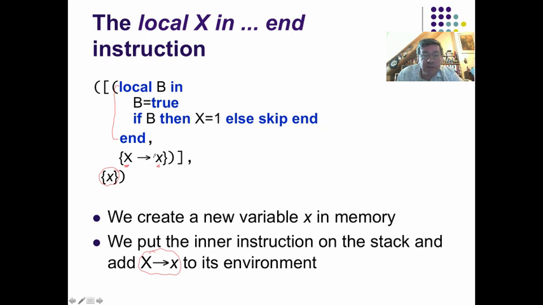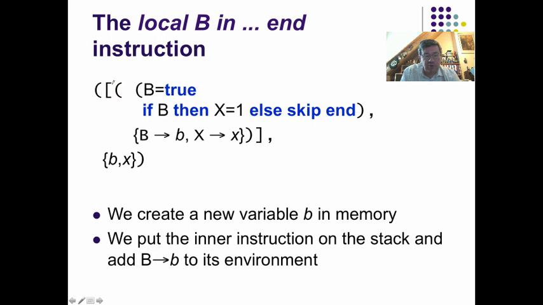The next execution step will take off this instruction, the local b instruction, and we'll again do an execution. So the local b instruction will create a new variable b in memory, very similar to the local x instruction. It will put its inner instruction on the semantic stack, and it will add a new link b referring to little b on the environment, and then it continues with a third execution step.